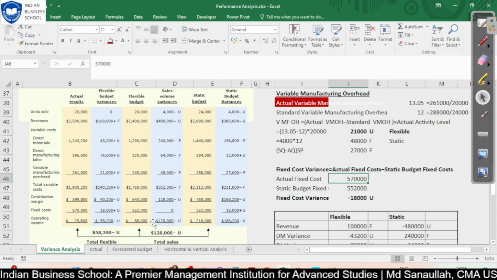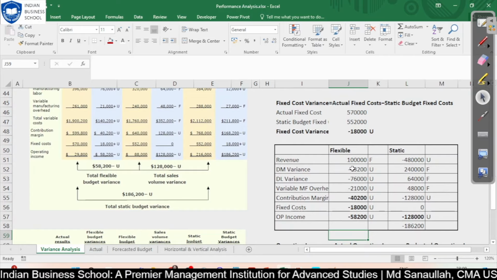Okay, normally they don't change between flexible and static, because this is fixed. Whether you reduce or increase your quantity of production, it will remain the same unless you cross a certain limit. So that is why the quantity variance or volume variance between flexible and static is always zero. So there you will get a difference of around 18,000 unfavorable because we have consumed more fixed cost. Okay, now we have clubbed together all our flexible budget variance and static budget variance.